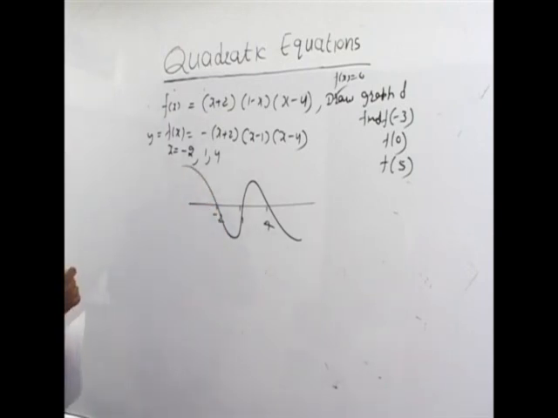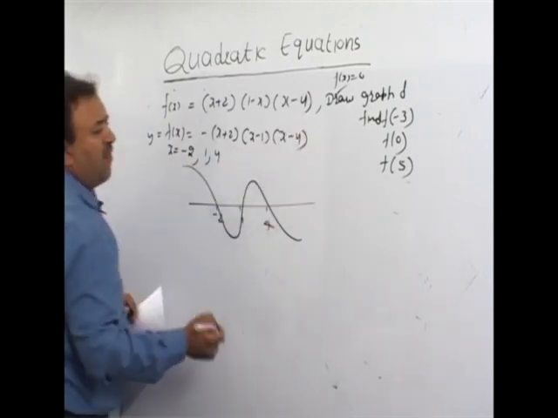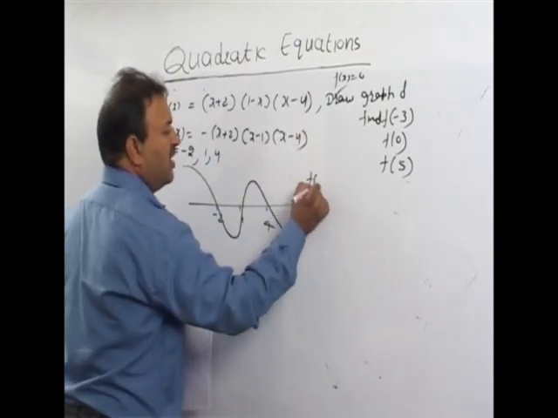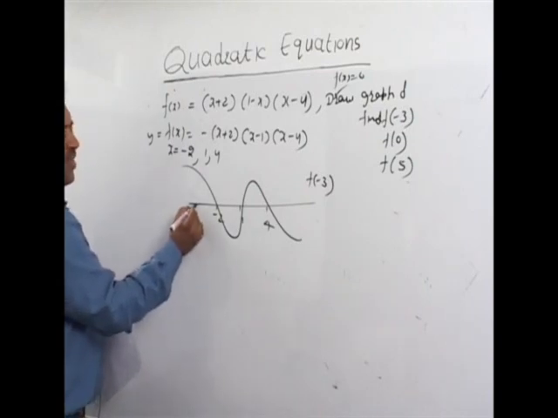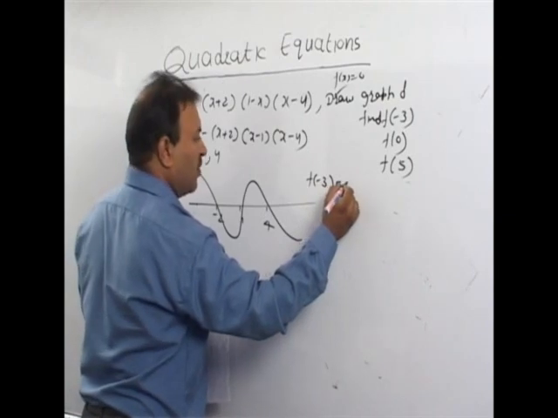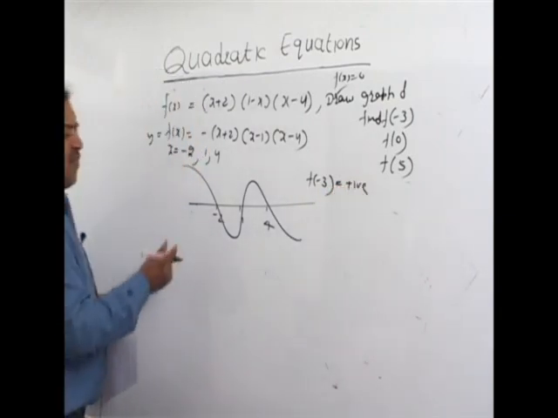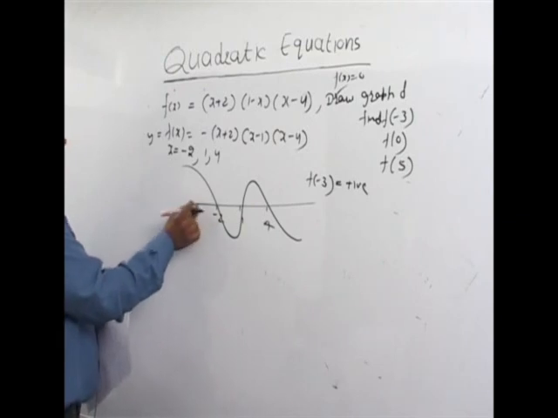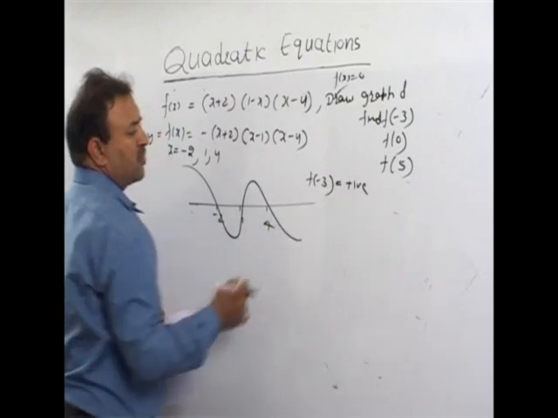Now I'll check the points for these values. Clearly, where will f of minus 3 be? F of minus 3 lies on the left side of minus 2. Clearly f of minus 3 comes out to be positive. F of minus 3 is here, and here the curve is above the x-axis. So f of minus 3 is positive.